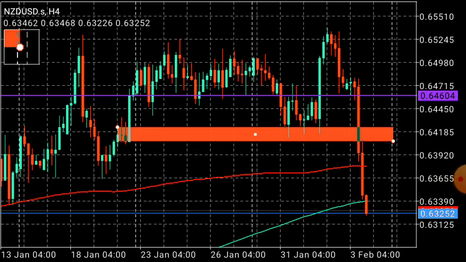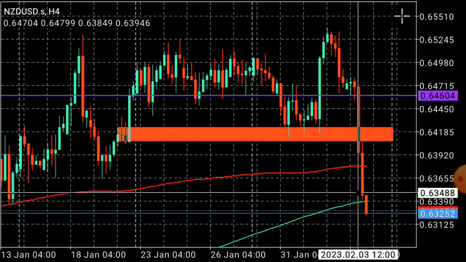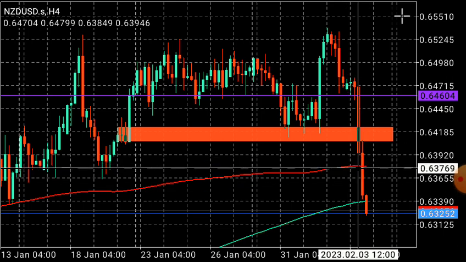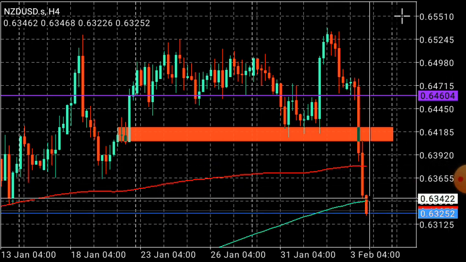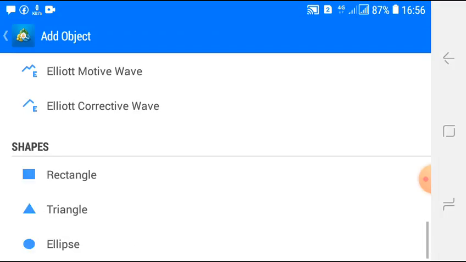Looking at the NZDUSD on the 4-hour time frame, we have a supply zone here that was broken out by the NFP massive movement. We had an impulse to the downside. Currently price is at the moving averages, which are above price, meaning price will continue to drop. So you might have an impulse to the upside to test the previous high or the previous breakout, to be specific.